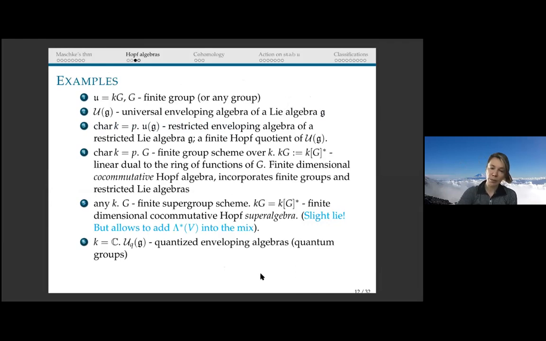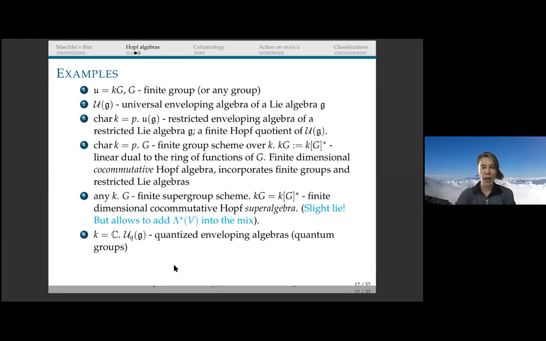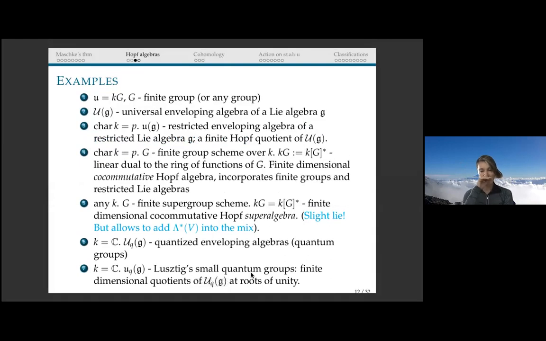Moving to complex numbers, we have quantized enveloping algebras, or quantum groups. And when they are at roots of unity, we get, again, the small finite dimensional counterparts, which are small quantum groups. These are finite dimensional Hopf quotients of quantized enveloping algebras.